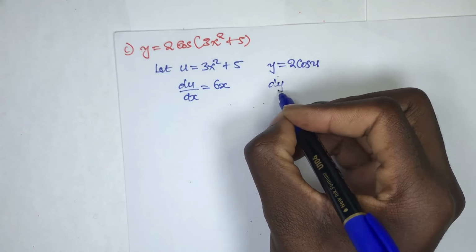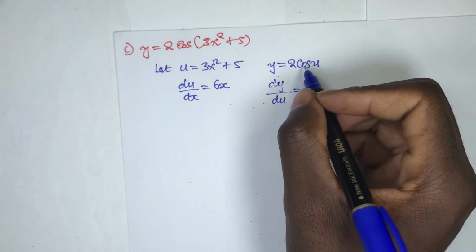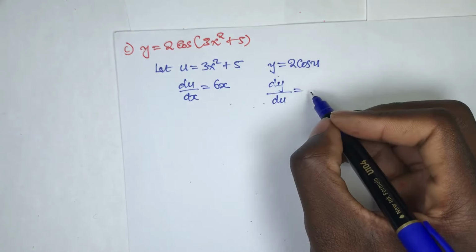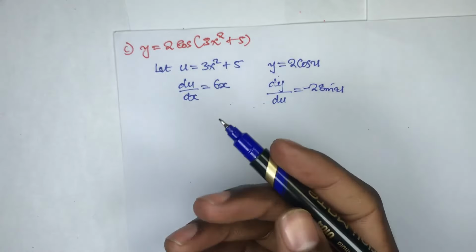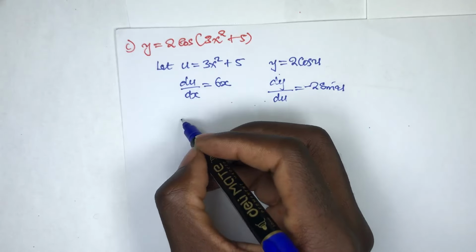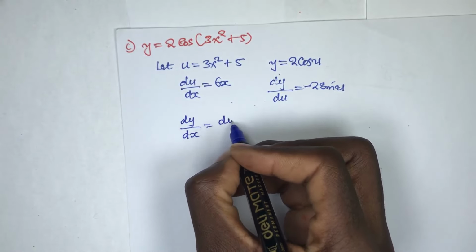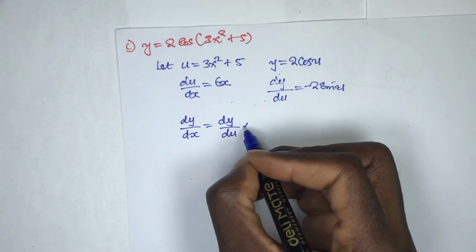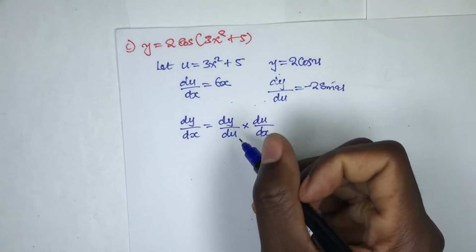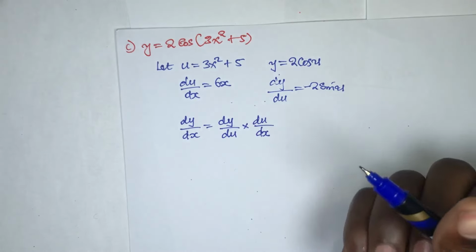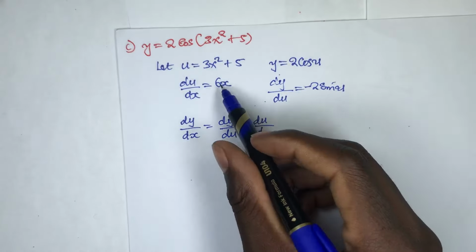So I say dy/du is equal to, when you differentiate a cosine function, you get a negative sine function. So we're going to get negative 2 sine u like this. So again, we know the chain rule states that the derivative of y with respect to x is equal to the derivative of y with respect to u multiplied by the derivative of u with respect to x like this. So now, we're just going to make substitutions where there's the derivative of y with respect to u, we put this function, and the derivative of u with respect to x, we put this function there.